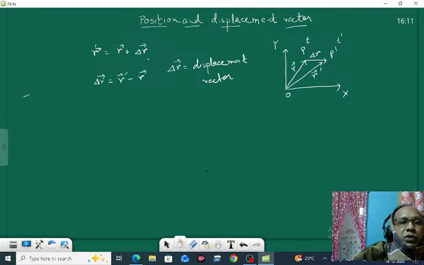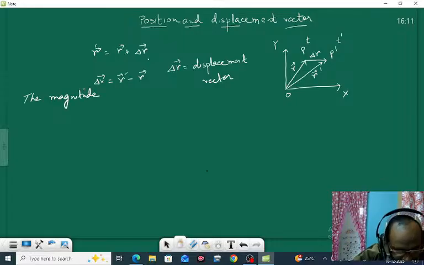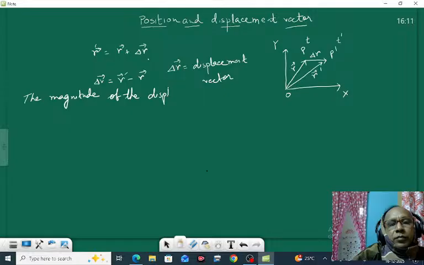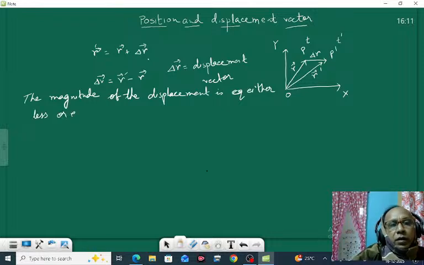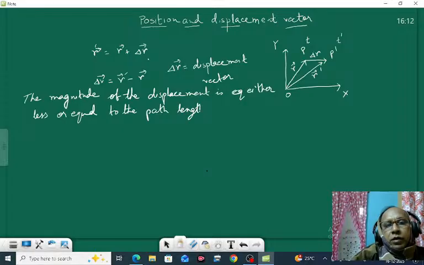If you remember, the magnitude of the displacement is either less than or equal to the path length of an object between two points.